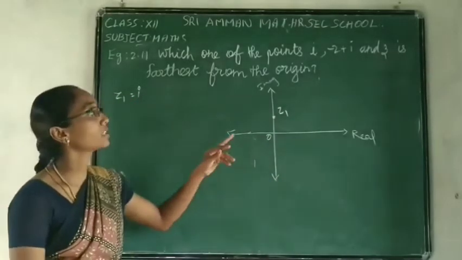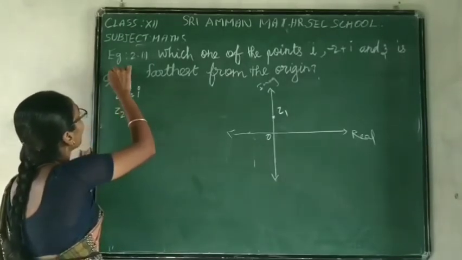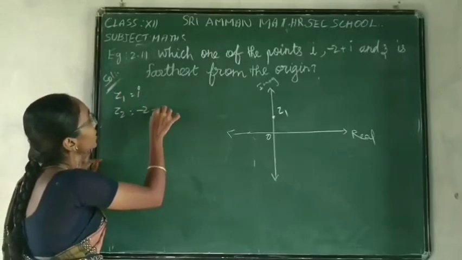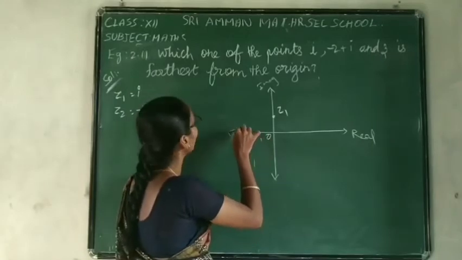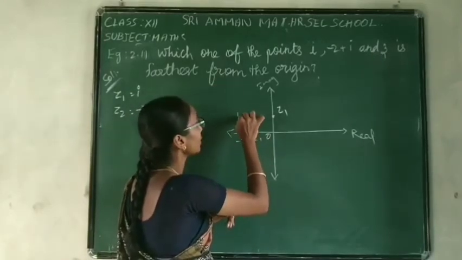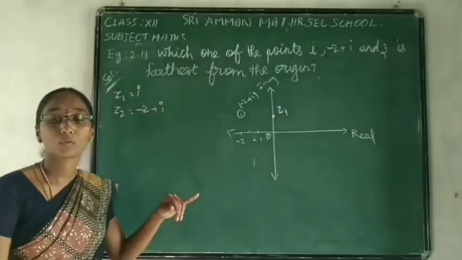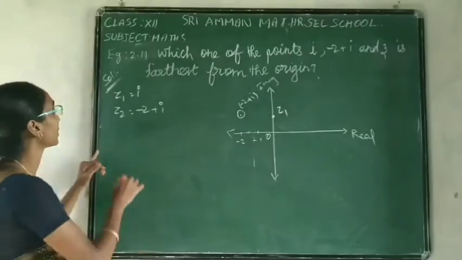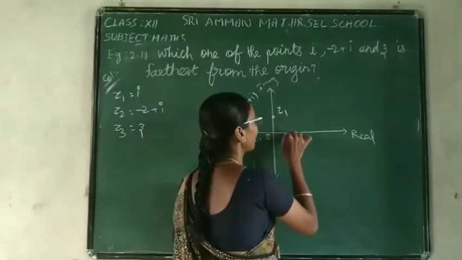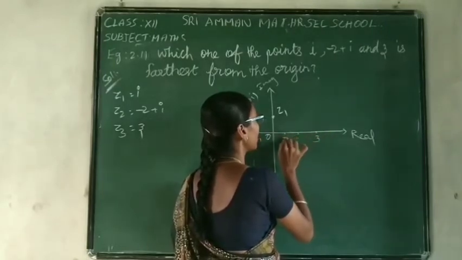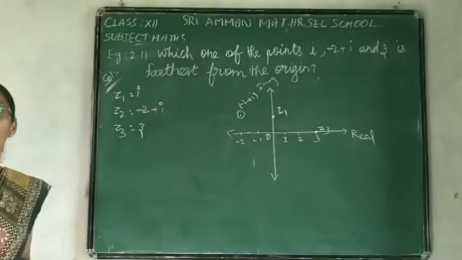The second one is minus 2 plus i. Consider z2 equal to minus 2 plus i. So the real part is minus 2 and the imaginary part is 1. So this one is minus 2 plus i. And then the third one, z3, this is 3. This one is z3.